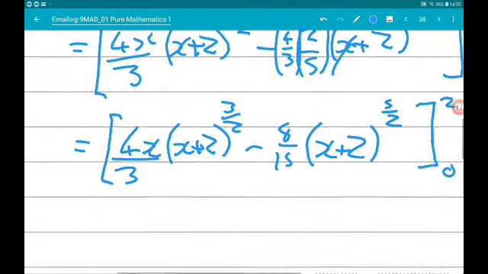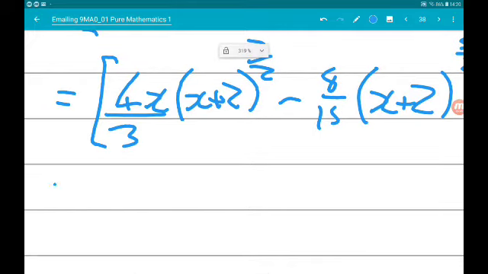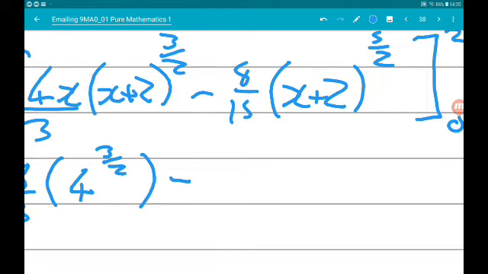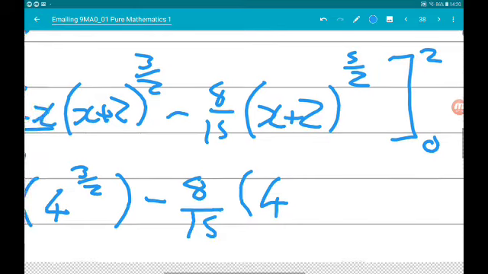Right, so let's put the limits in. So we're going to get 4 times 2 is 8. So we get 8/3 times 2 add 2 to the 3 halves. So that's 4 to the 3 halves, minus 8 over 15 times 4 to the 5 halves.